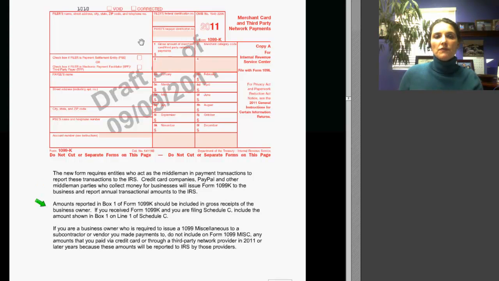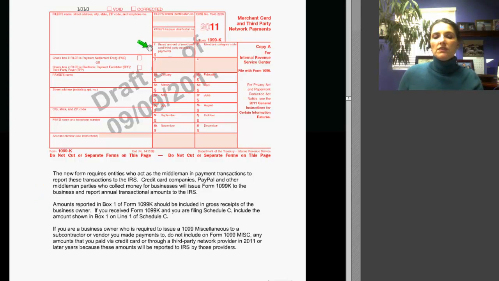Amounts reported in Box 1 of the form up here should be included in the gross receipts of the business owner. If you received Form 1099-K and you are filing Schedule C, include the amount shown in Box 1 on Line 1 of Schedule C.